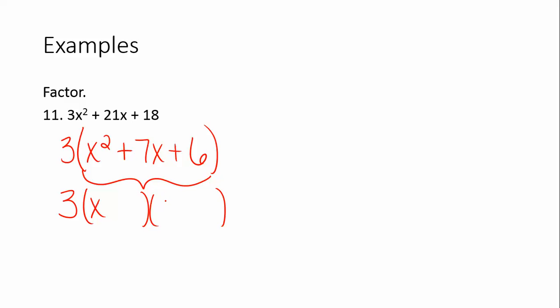So we have x's in the front. Since we don't have a coefficient here, it's just x times x. And now we need factors of 6 that add up to 7. Our signs are going to be plus plus, so that's going to be 1 and 6. So 3 times x plus 1 times x plus 6.